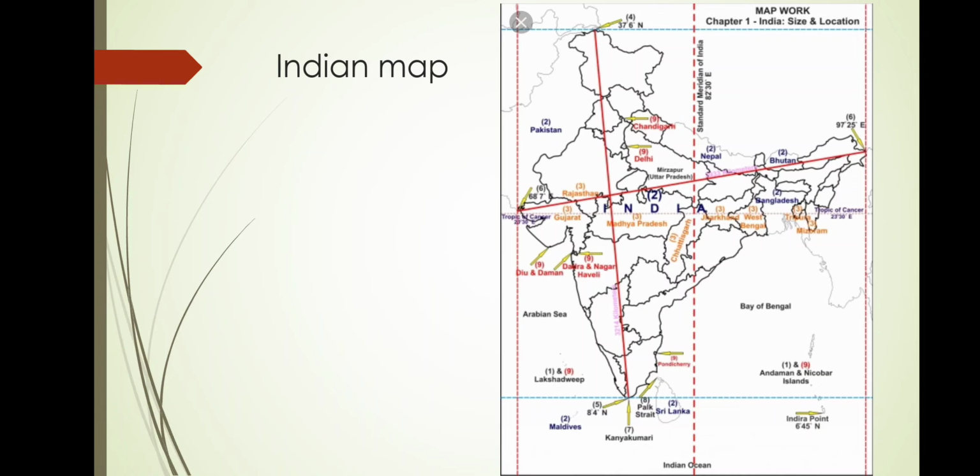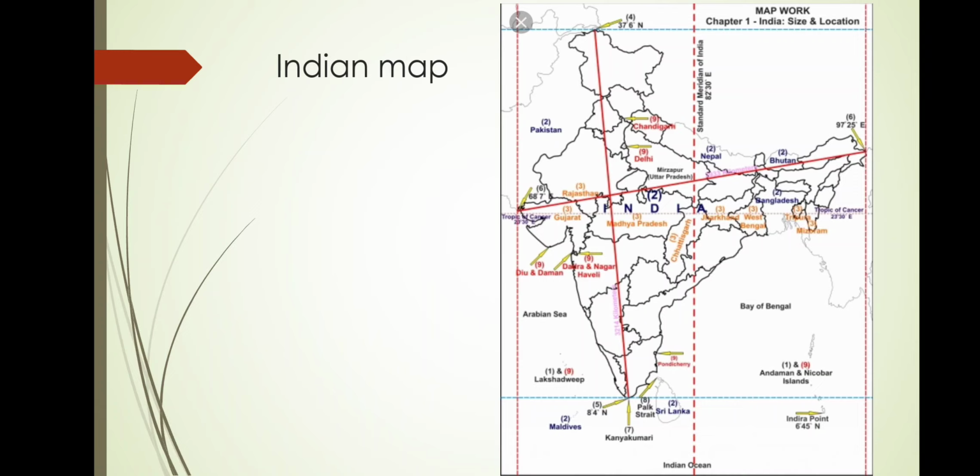Not equal distance, but equal longitudes and latitudes, but still you see the length from north to south is different from east to west. So the north to south length would be around 3214 kilometers, and from east to west it would be 2933 kilometers. So this is the distance which we need to remember.